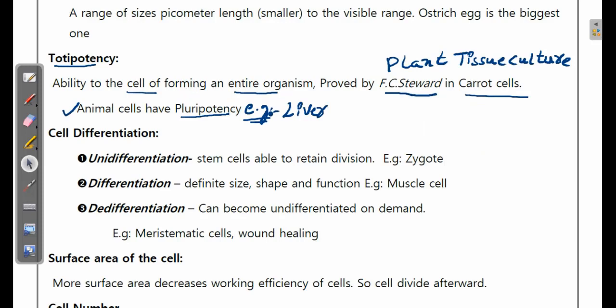Alright, so next we look at the cell capability called cell differentiation.